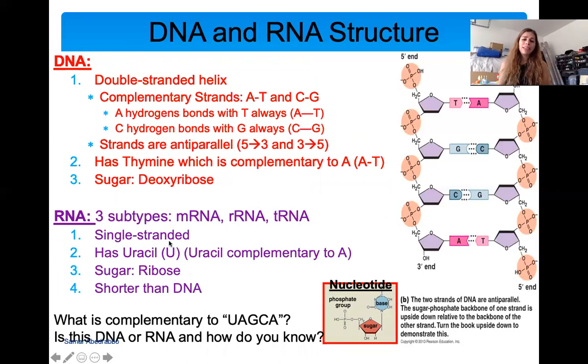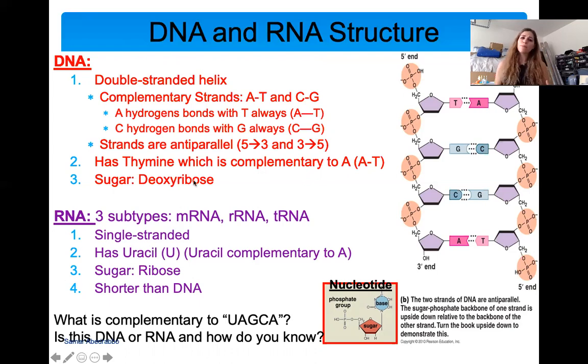Remember, we're going to talk about RNA later, but RNA is basically the middleman between DNA getting converted to protein. So there's 3 types of RNA. There's mRNA, which stands for messenger RNA, rRNA, which is ribosomal RNA, which is what we see in the ribosome, and tRNA, which we will learn about later, which stands for transfer RNA. RNA is single-stranded. It has uracil instead of thymine. It does not have thymine, and uracil binds to adenine. The sugar is ribose and shorter than DNA.